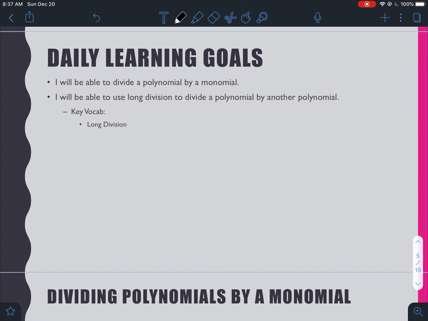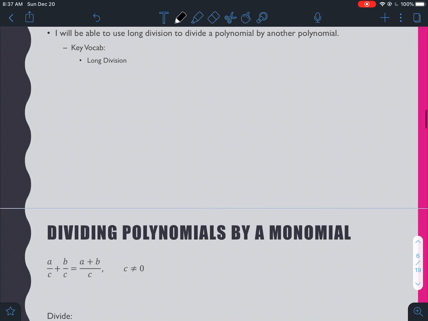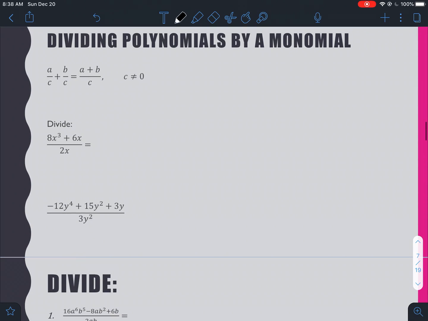So today we're going to talk about how to divide a polynomial by a monomial. A polynomial has many terms and a monomial has one term. We're going to learn how to divide those. Last class we learned how to multiply polynomials by polynomials, and today we're going to learn how to divide by a monomial. And we're also going to use long division to divide a polynomial by another polynomial.